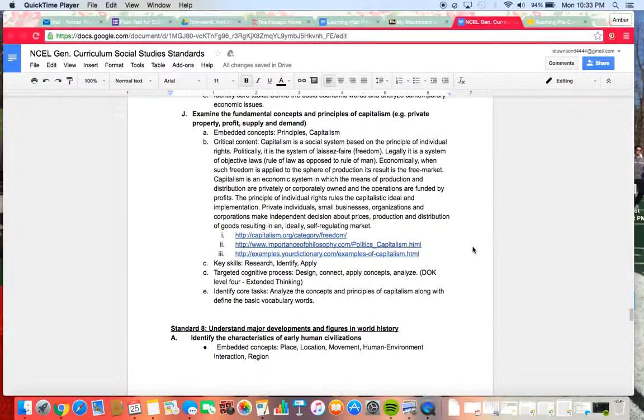And the last thing to pull from this standard says examine the fundamental concepts and principles of capitalism. And this could be private property, profit, supply, and demand. And the core task that I pulled from this was analyze the concepts and principles of capitalism along with defining the basic vocabulary words. And I really think that the basic vocabulary words for this, like knowing what private property, profit, supply, and demand are, will be really important to understanding that standard. And that's all for Standard 7.